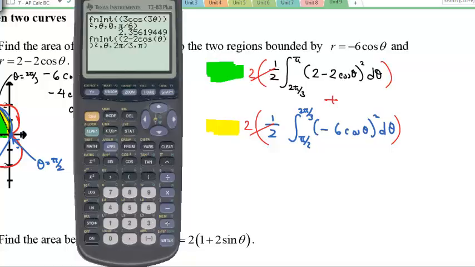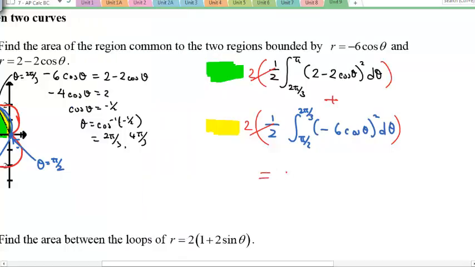Close bracket, that's the first part, plus, we'll do this both together, fnint, number 9, and the function is bracket negative 6 cos theta, close bracket, close function, square the function, comma theta, comma pi over 2, comma 2 pi over 3, and voila, the answer is 15.708, and that's the correct answer. Good. Remember, round to 3 decimal places.